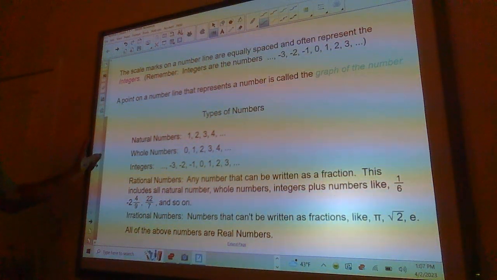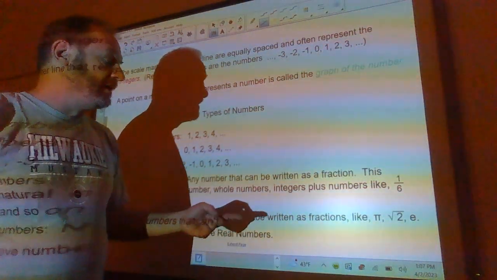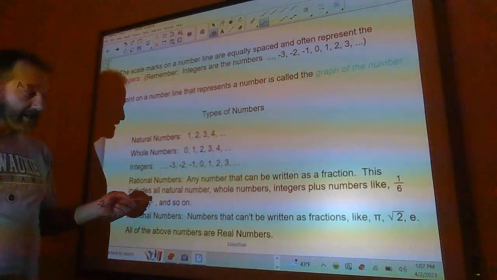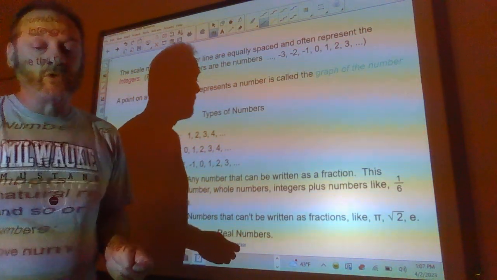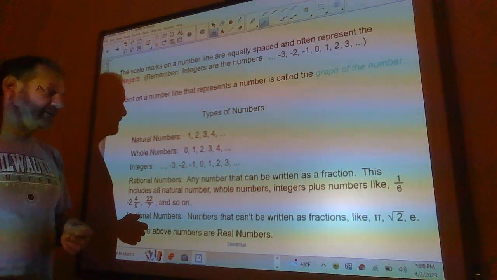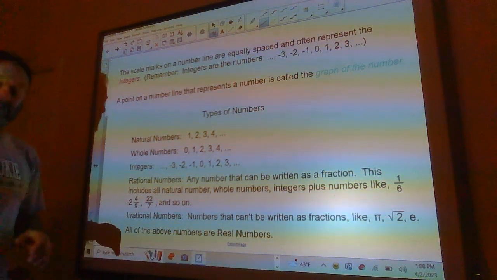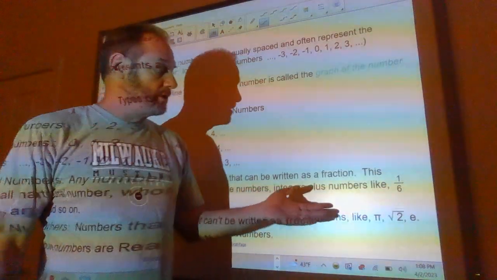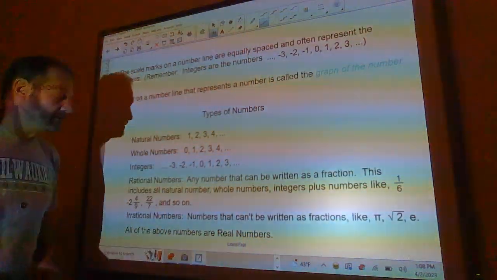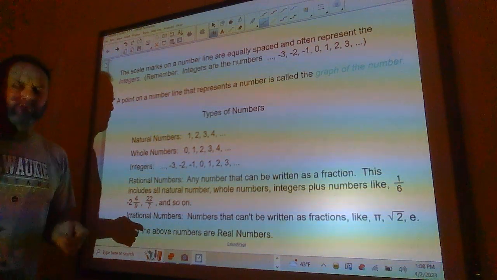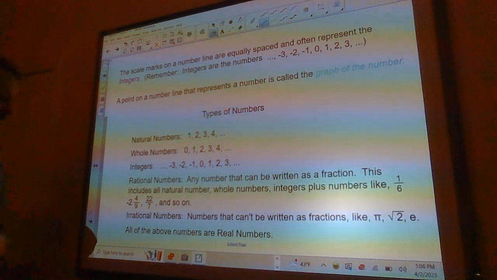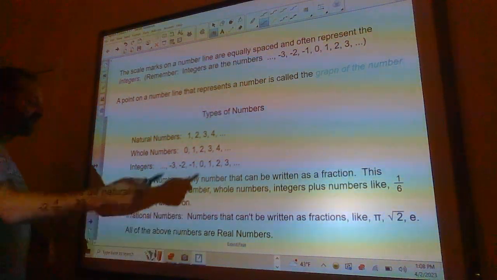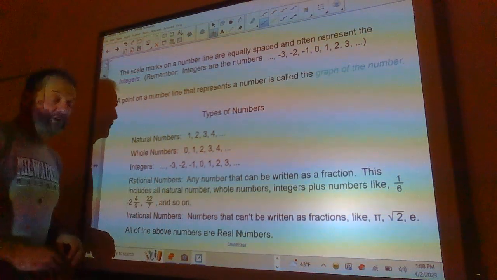Then we've got irrational numbers. Irrational numbers are numbers that can't be written as fractions. For example, pi. Now, 22/7, you might recognize, is very close to pi and is often used in place of pi. But pi can't be written as a fraction exactly. Neither can the square root of 2. Neither can the number e. Basically, any square root that doesn't come out to be a nice number is irrational. Now, if I take all these numbers together and combine them, that's the real numbers.